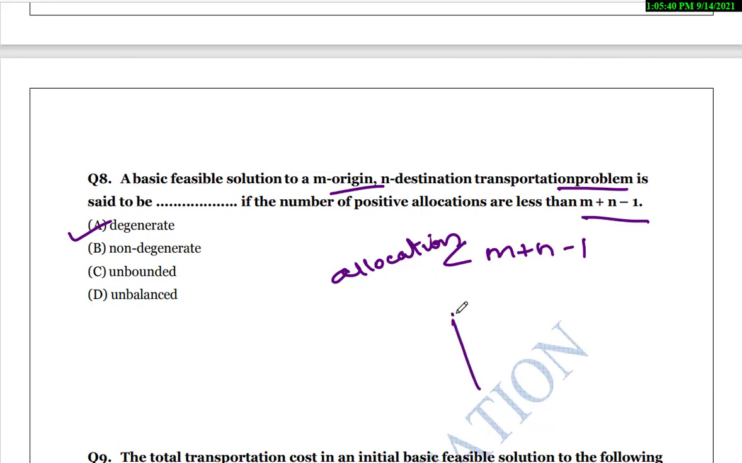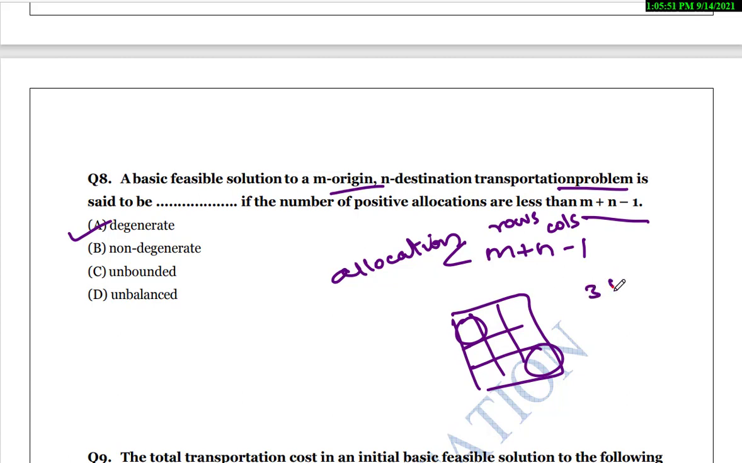For example, consider this 3 row, 3 column table. If I'm allocating something here and something there, the number of rows is 3 plus 3 columns minus 1. This is the formula. So it is 5 allocations. It should be 5, but if it is lesser than 5, like here I did only 2, then 2 is less than 5. So I have to do it once again. This allocation is not feasible, right?